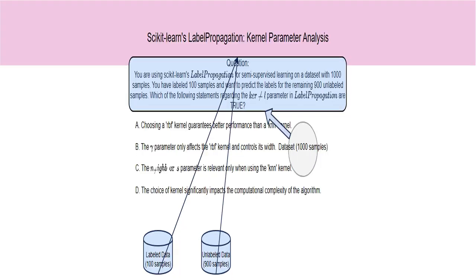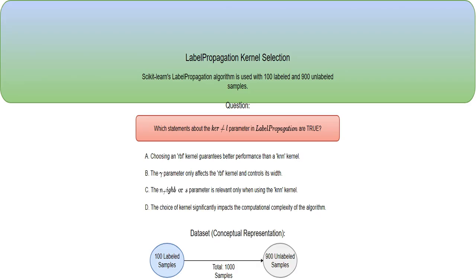This statement is incorrect. I can't say for sure that RBF is always better. It depends on the dataset. We're exploring how the kernel choice affects the label propagation algorithm in scikit-learn. The algorithm's goal is to predict labels for unlabeled data points using labeled examples. We'll focus on two kernels, RBF radial basis function and KNN nearest neighbors.